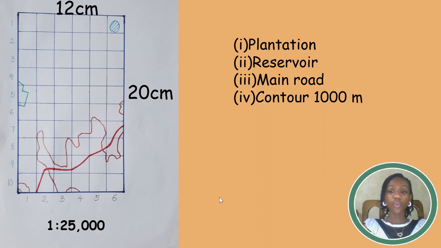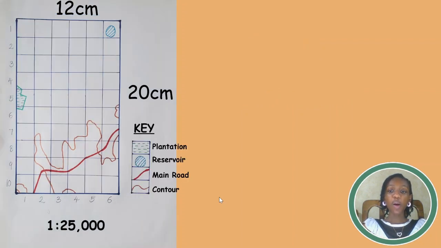And this is how the 1000 meter contour looks on the map. And now we're done with question 1A and B. So let's add some finishing touches to the map. And now our map looks beautiful. We can see the map key on the right, which is very important.